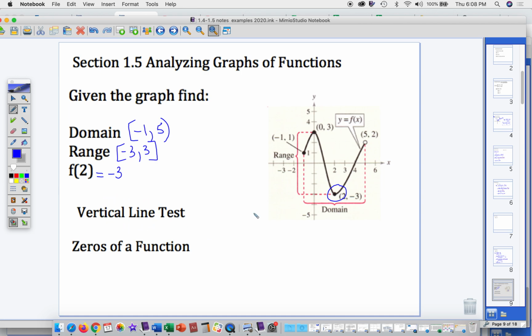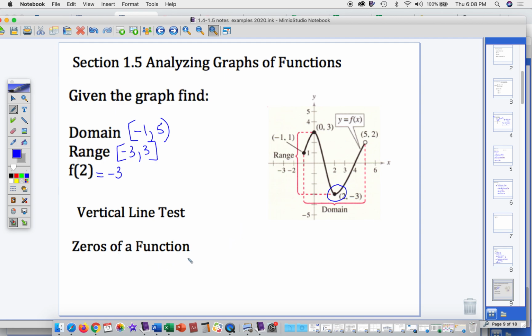Remember the vertical line test, you can use that again to determine whether this is a function or not. If anywhere you can draw a vertical line that goes through 2 or more points, the graph fails the test and it's not a function.